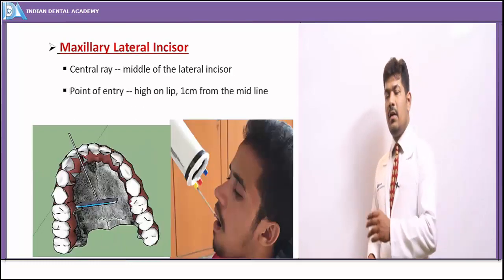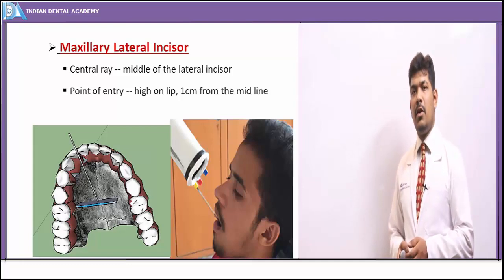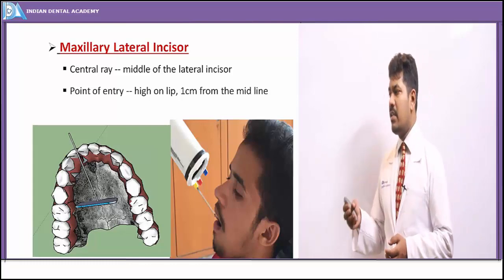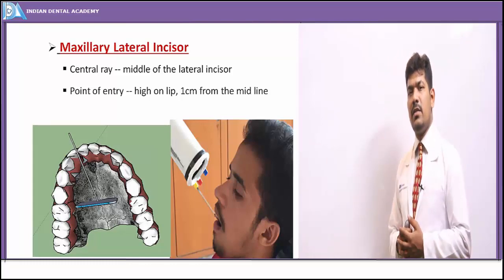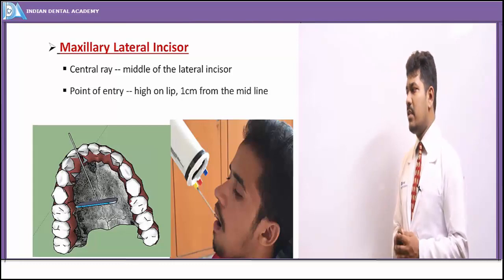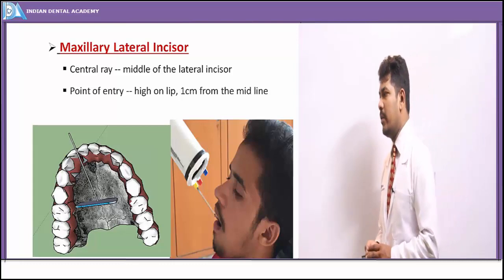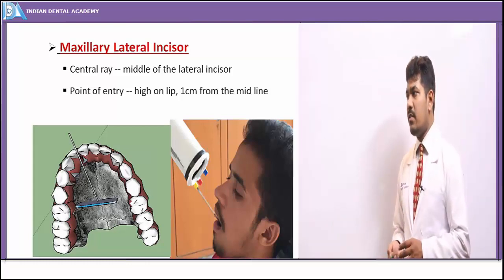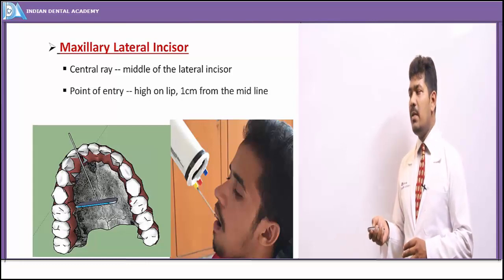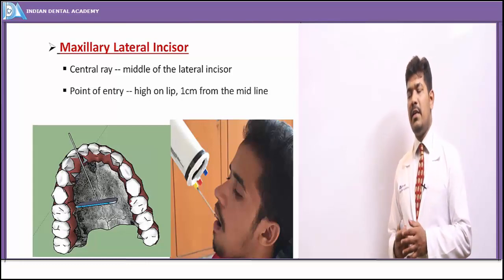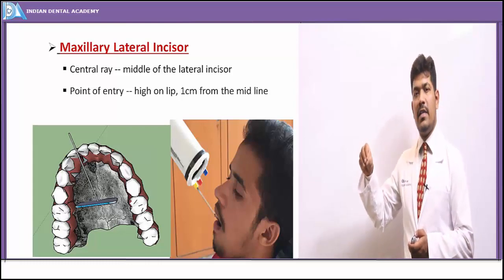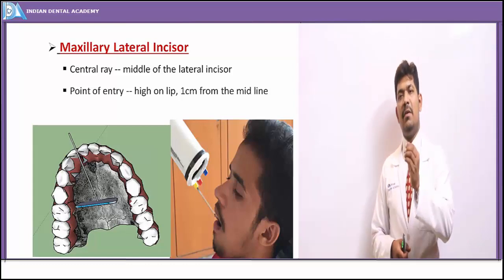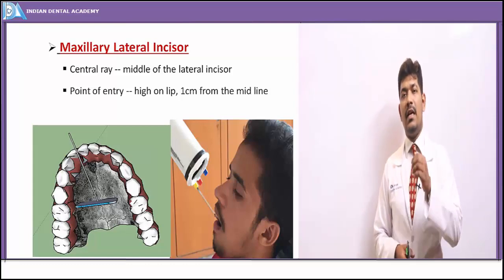Now similarly, for the maxillary lateral incisor, primarily because of the arch of the maxillary occlusal plane, we can see the laterals are slightly tilted mesially or distally, depending upon which side we are taking. So the central ray passes through the middle of the lateral incisor, and the point of entry is high on the lip, which is 1 centimeter away from the midline. This enables the central X-ray beam, which passes through extraorally, to pass through the middle of the lateral incisor, thereby hitting the specific area of interest at right angles.